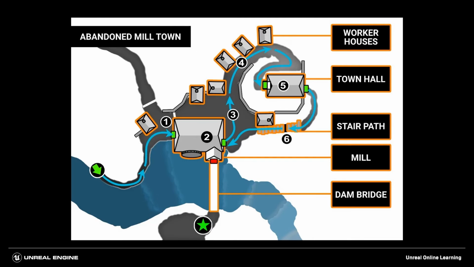So from here, they go down the hill, they do some navigation challenges, navigating the dangerous stair path back down to the mill building. And once they're there, they unlock the door to the dam bridge, and they cross the dam bridge, and they reach the dwelling of the bandit leader.